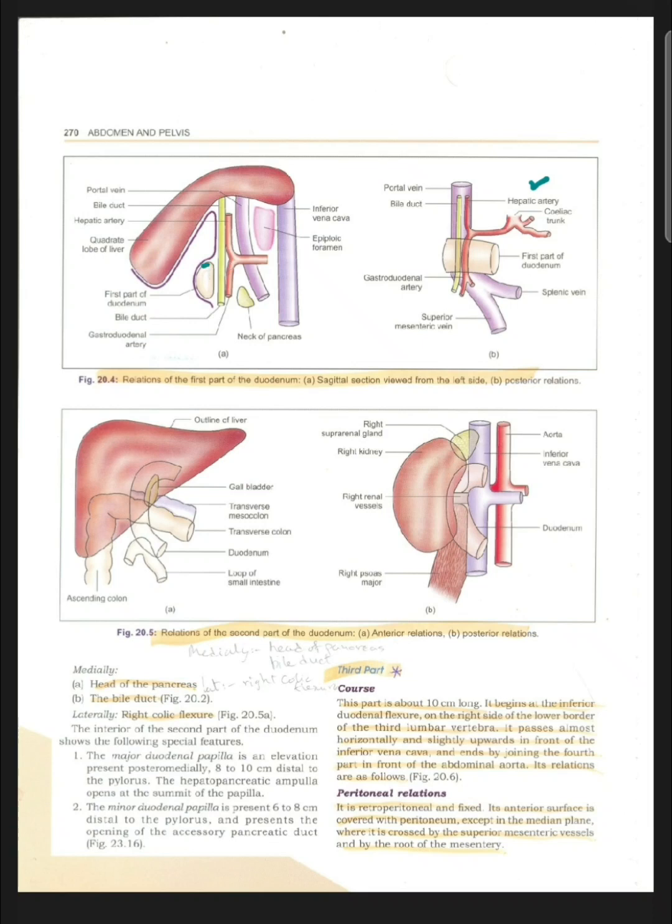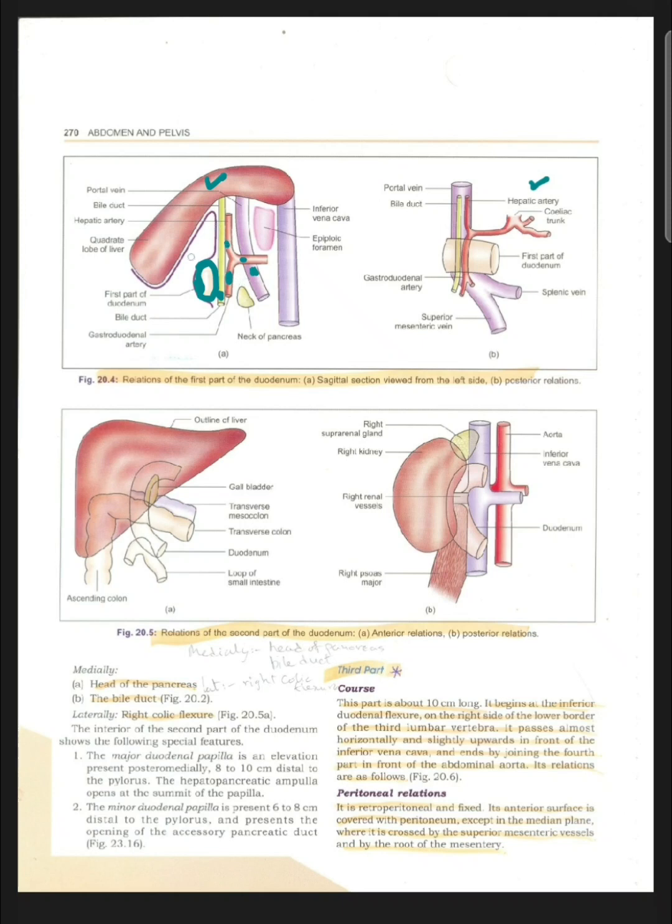So this that you can see here is the first part of the duodenum, which is related anteriorly to the quadrate lobe of the liver and the fossa for the gallbladder, in which the gallbladder is embedded. And posterior to it, we've got this bile duct, the gastroduodenal artery, a branch of the common hepatic artery, which is a branch of the celiac trunk, and the portal vein. Okay, so we have kind of the portal triad behind the first part of the duodenum.